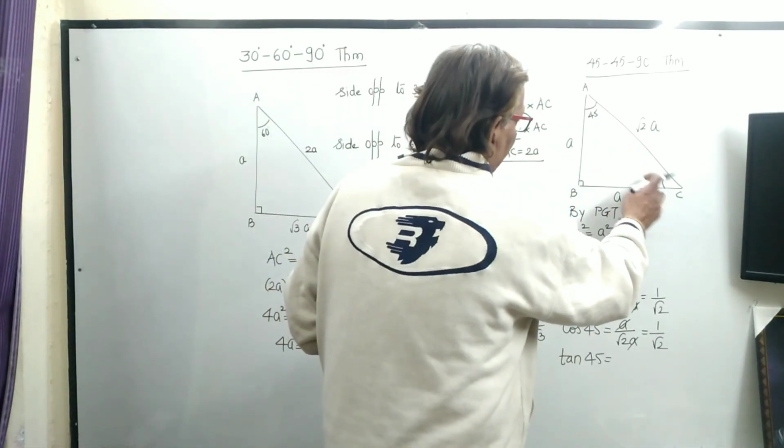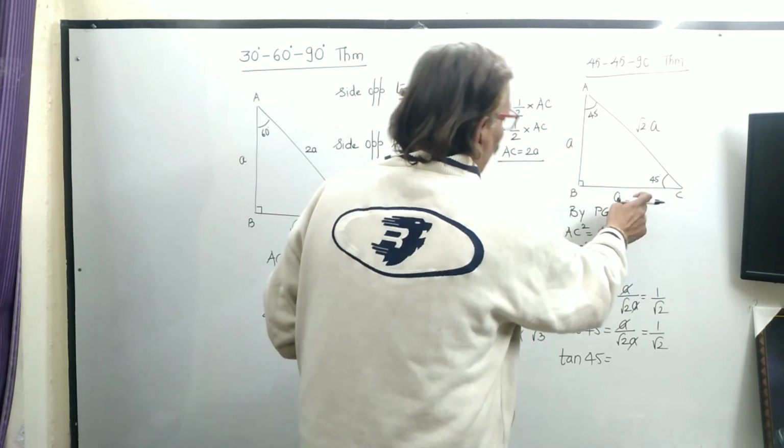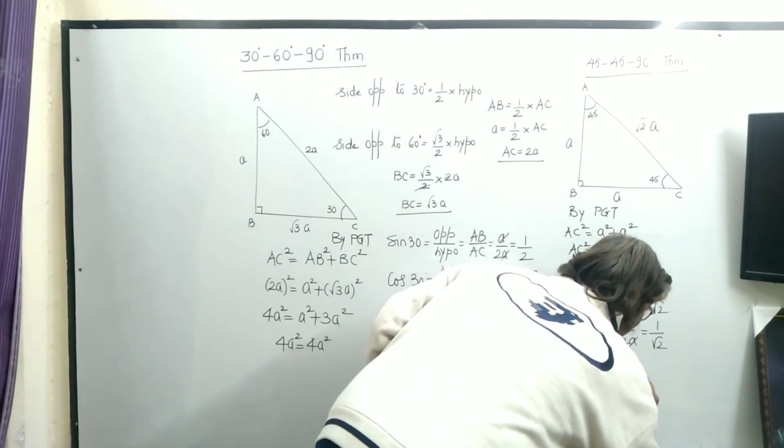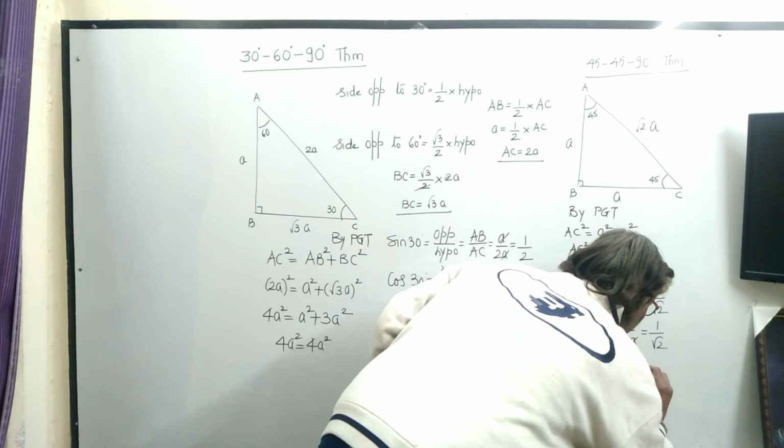Tan 45 is opposite upon adjacent, A upon A. Here I write A upon A. Answer is 1.